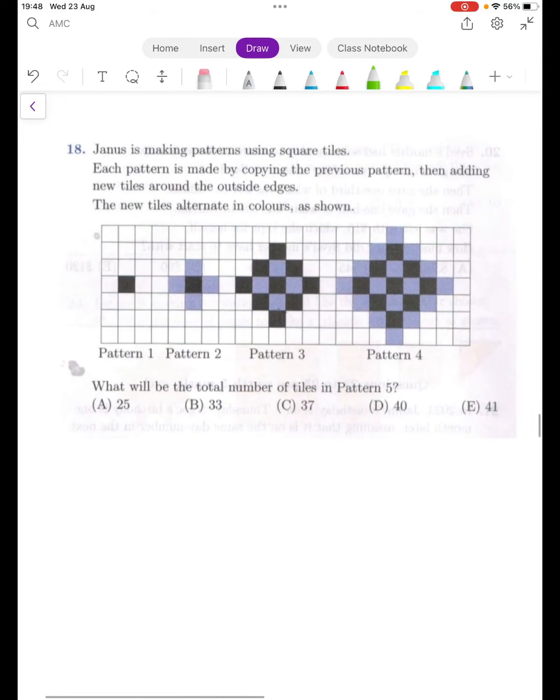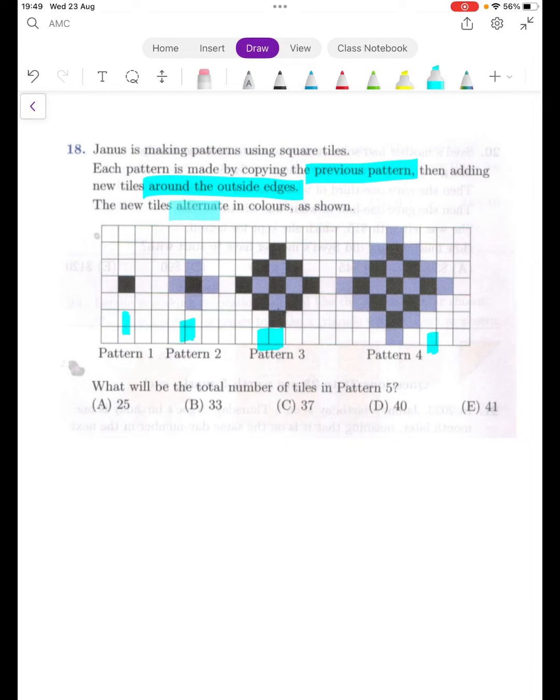Oh, this is again a very, very interesting one. And there are multiple ways to find out the answer. Let's try to read it and work it out. So Janice is making patterns using square tiles, as we can see here. All right, each pattern is made by copying the previous pattern, then adding new tiles around the edges. As we can see, they started from here, then moved on here, added more tiles and more tiles.